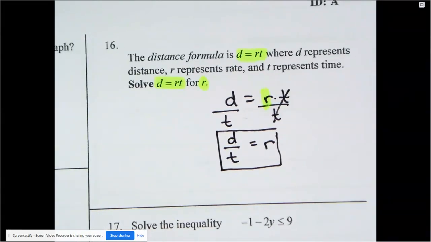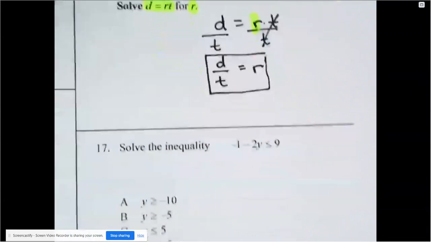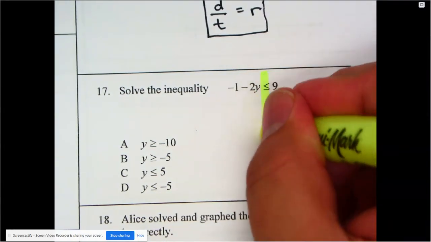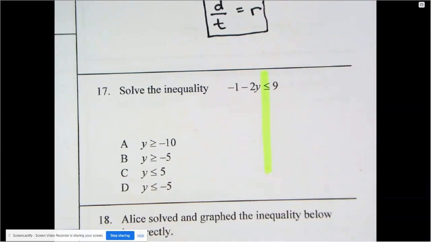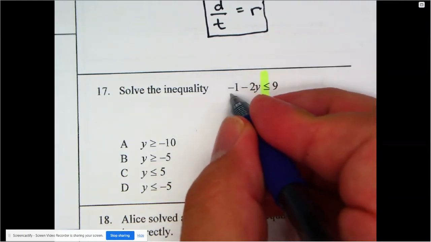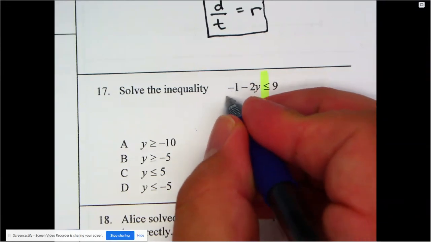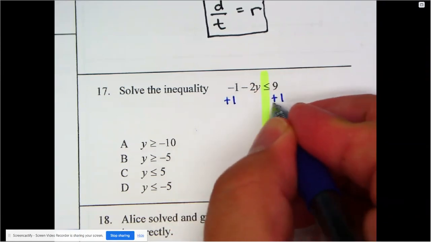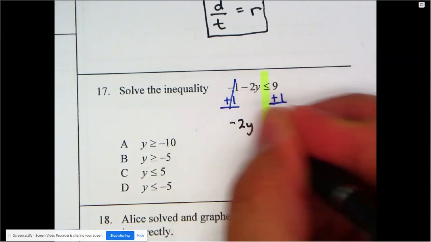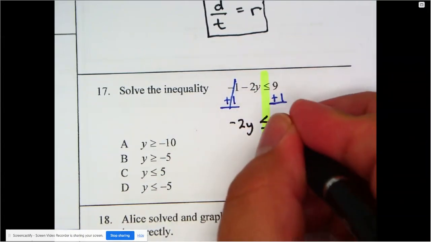And then, like I said, they're going to mix in these very standard, very easy questions like this one, where it says solve the inequality. Okay, we've done that before. Put your equals, or not your equals, highlight that inequality, right? Get that line going. And then you're going to solve the way you've always solved these. I'm solving for y. Then I have to get rid of the -1. To get rid of a -1, well, then we add a 1 to both sides, leaving me with -2y less than or equal to the number 10.